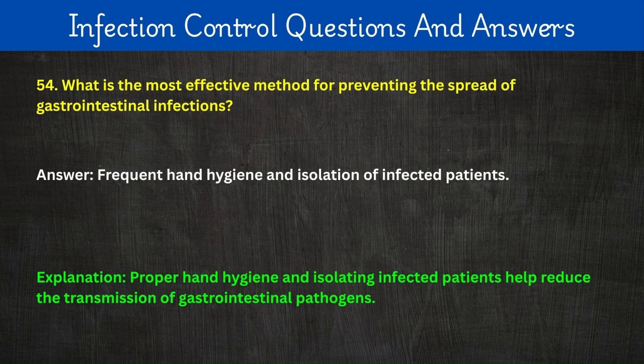What is the most effective method for preventing the spread of gastrointestinal infections? Answer: frequent hand hygiene and isolation of infected patients. Explanation: proper hand hygiene and isolating infected patients help reduce the transmission of gastrointestinal pathogens.